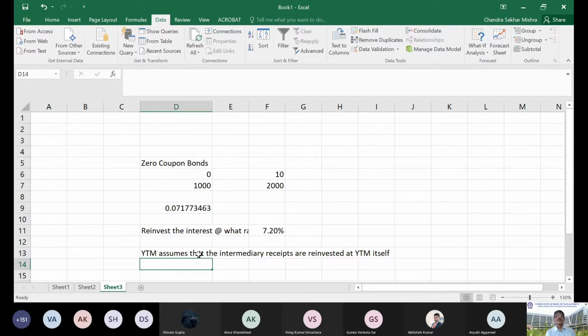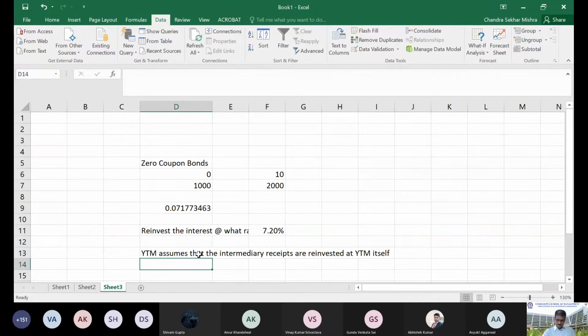YTM assumes that intermediate receipts are reinvested at the YTM itself. So a zero coupon bond doesn't have that problem, because whatever interest is there, you are not getting it in your hand, you are getting it at the end of the nth year. But yes, if you have a liquidity problem and you need some cash flow every year for your day-to-day expenses, then your plain bond will be better. So depending on the investor's need, one can go for a simple bond which gives you annual or semi-annual interest in cash, or you can go for a bond which gives the entire amount at the end of the maturity period. Okay, very good.